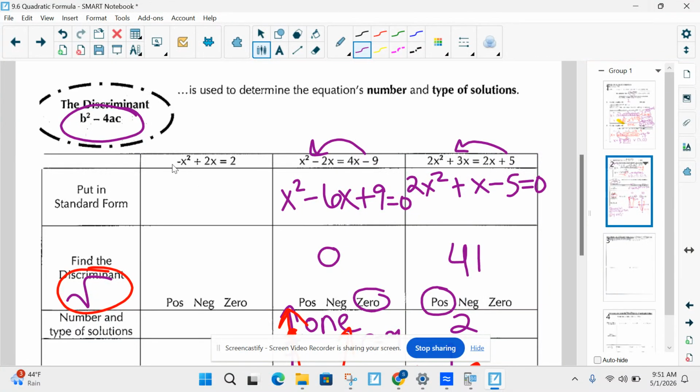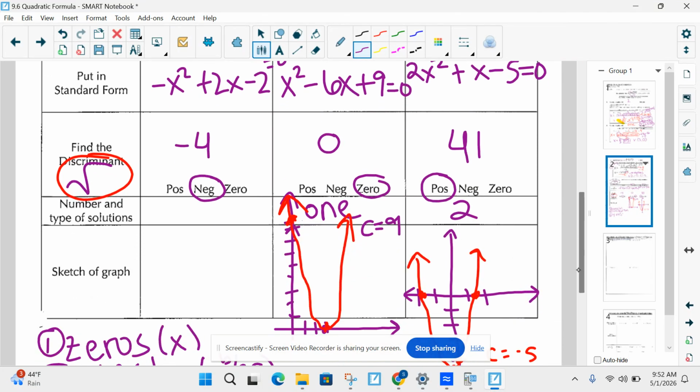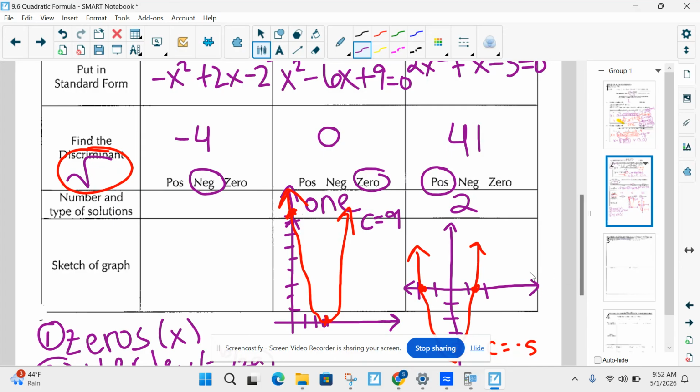Now the first one, in the first column, if I subtract the 2 over, I get negative x squared plus 2x minus 2. So that's the one that we were just doing. The discriminant was negative 4. Since it was negative and you can't take the square root of a negative, that makes the whole thing have no solutions. So 0 solutions. But we can still sketch it.